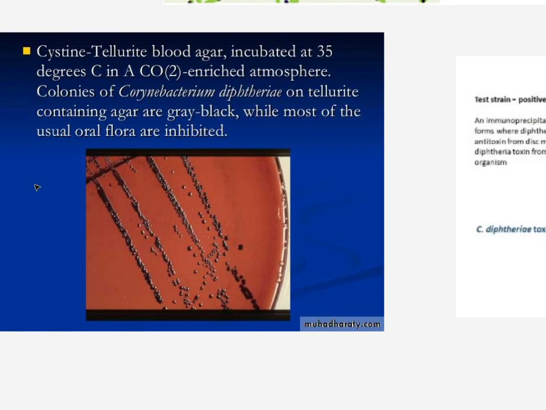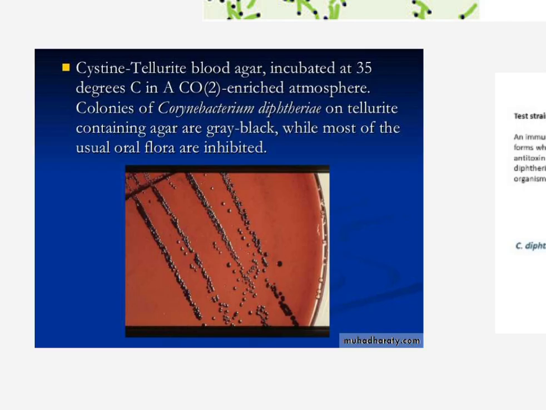I want to show you the cystine tellurite blood agar. Also, this is mentioned. It produces these black colonies. Why? Because the organism basically reduces tellurite.